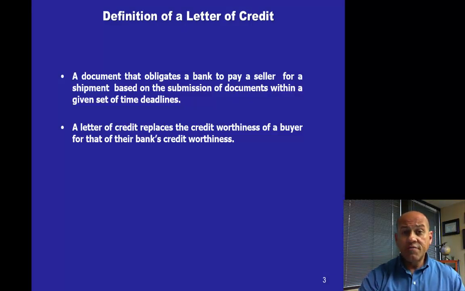So a basic definition of a letter of credit is it's a document that obligates a bank to pay the seller for a shipment based on the submission of documents within a given set of guidelines. Another way to think about it is a letter of credit replaces the creditworthiness of an international buyer for that of their bank. So in this regard, you can sort of think about it much like we use a credit card. When we use a credit card, we're essentially substituting our creditworthiness for a bank that's given us a line of credit. So it works in much the same way.